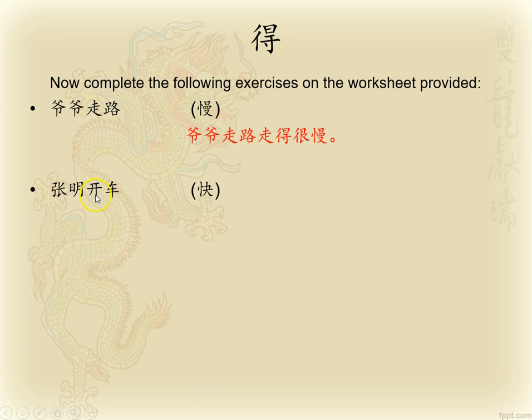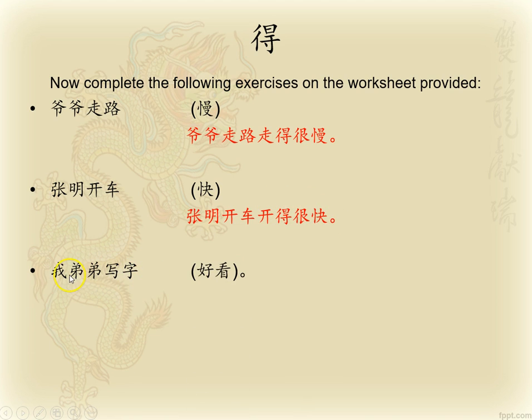A second example, 张明开车. So Zhang Ming drives the car, and then the adjective you've got to use is 快. So 张明开车开得很快. Zhang Ming drives the car very fast. So here you can see 开 is to drive, 开得很快.